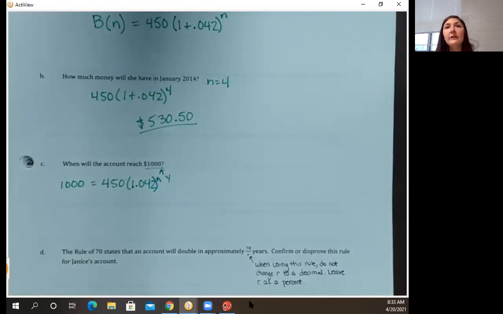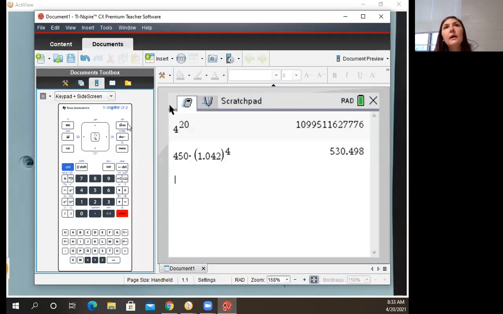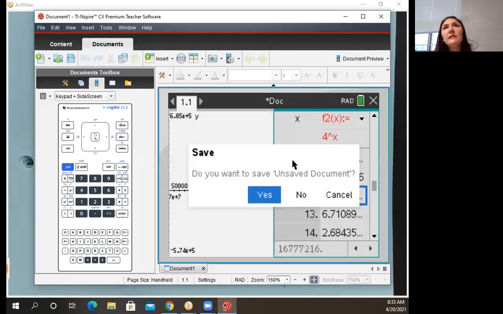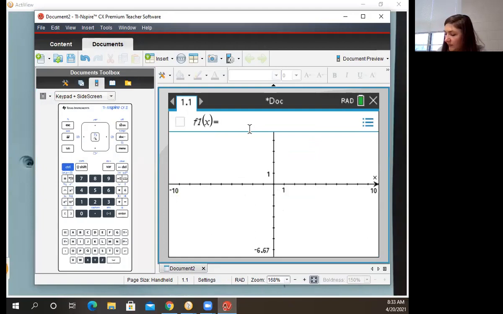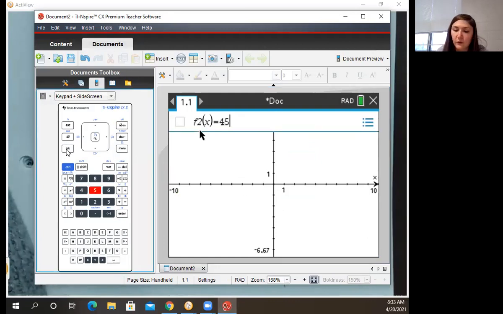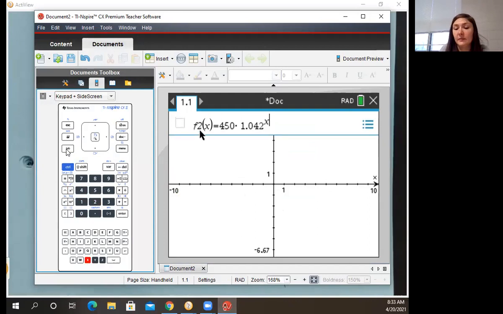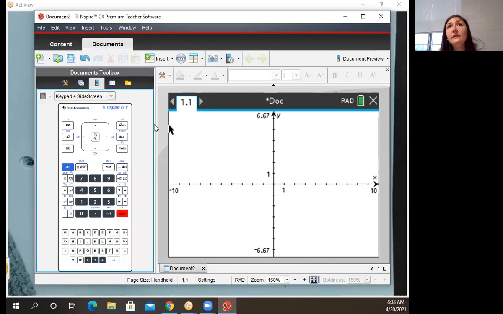I'm going to go back to my calculator and I'm going to use the graph again. So I'm going to make a new document here. And we'll start the same way we did on the last problem. I'm going to graph that Y value of 1,000. And then I'm going to graph that function, 450 times 1.042 to the X. Since I'm typing this in my calculator for a graph, make sure I use X and not the variable N that we use to write our equation.